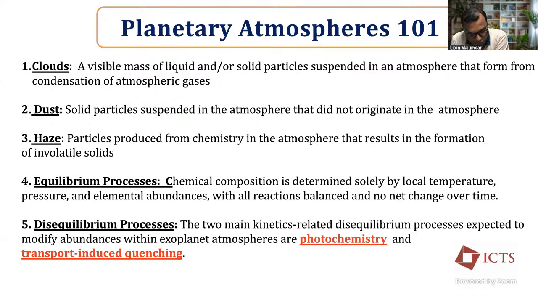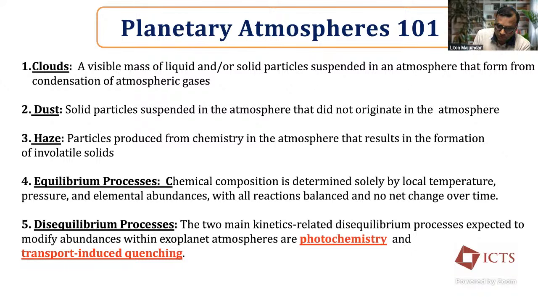We also will discuss disequilibrium processes. In the planet atmospheres that we'll be covering, there are two fundamental disequilibrium processes happening. One is photochemistry. As I have already mentioned, the direct evidence of photochemistry in the era of JWST was found through the detection of SO2 in WASP-39b. And also there is transport-induced quenching.